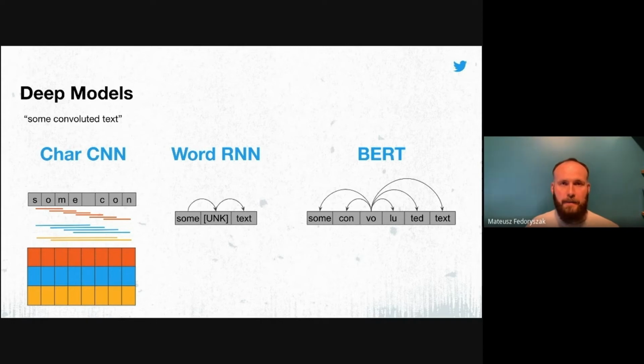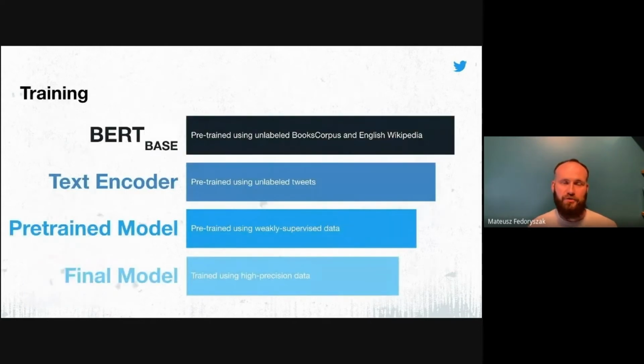Obviously, the biggest architecture is BERT, a transformer-based architecture, but its power lies not only in the size of the model itself, but also in the pre-training process. Basically, you get a model pre-trained on Wikipedia and on a book corpus, and then you can just use a small amount of data specific to your task to fine-tune the model. But we can do something even more interesting.